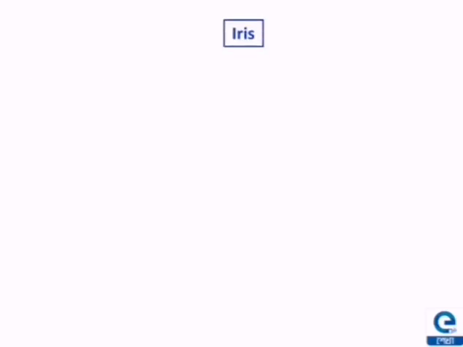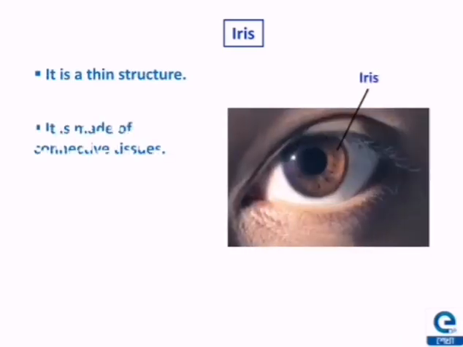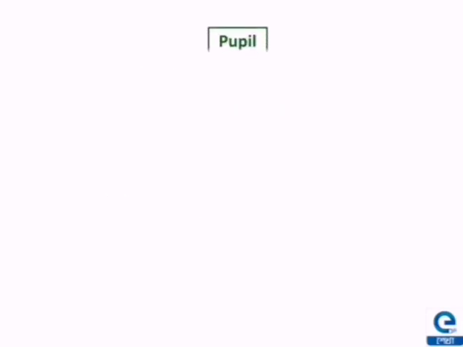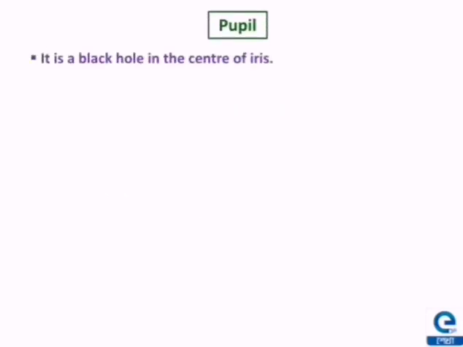Next comes the iris. The iris is a thin structure which is made up of connective tissues. It controls the diameter and size of the pupil and it also defines the eye color. Next comes the pupil. The pupil is the black circular aperture present in the center of the iris. It allows the light to strike the retina.